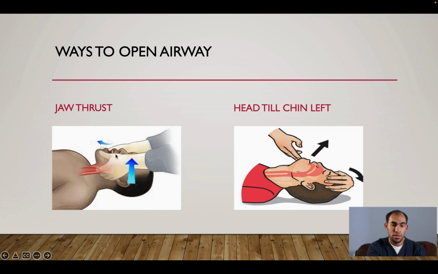The second one is the jaw thrust. This we usually use when the patient has a spinal injury or suspected spinal injury. We will use this way to protect the patient. So in this way you will put your fingers on the jaw and you will raise it up, as you see in the picture.